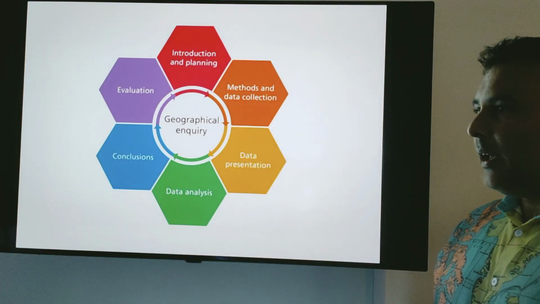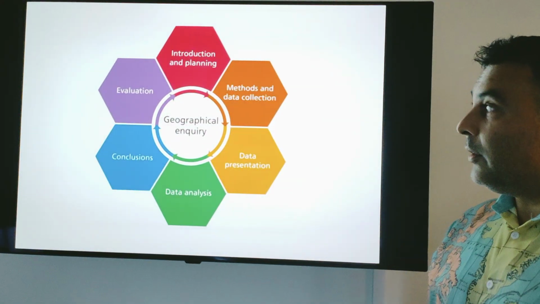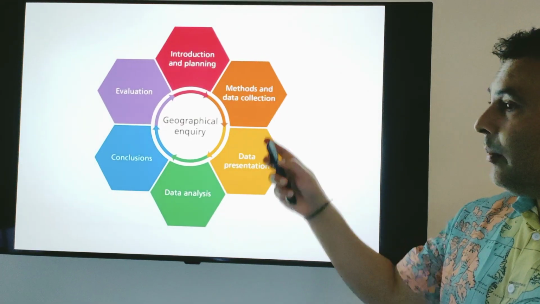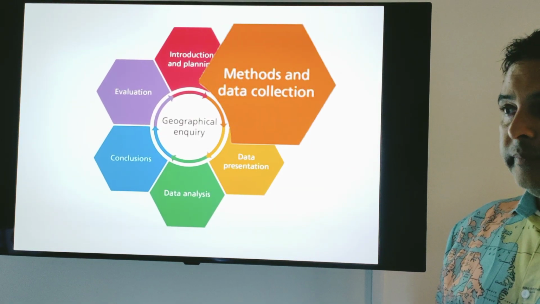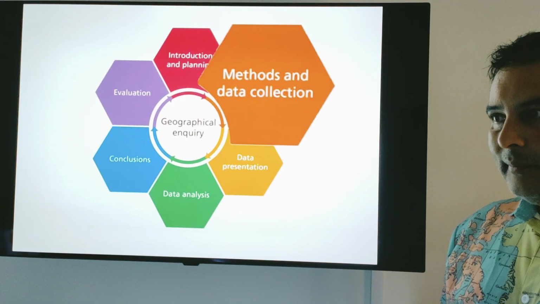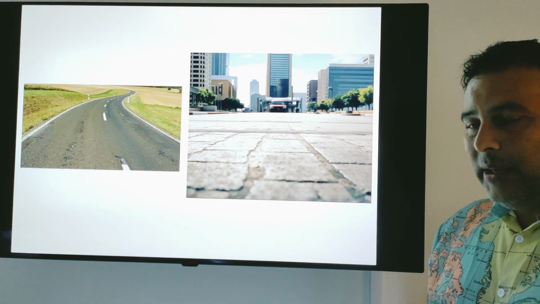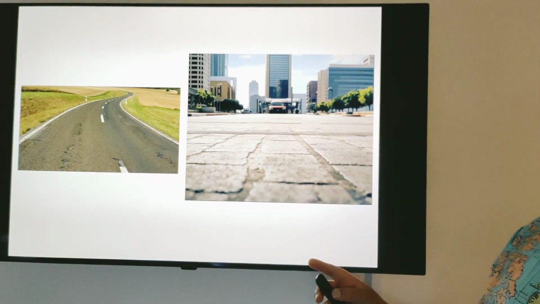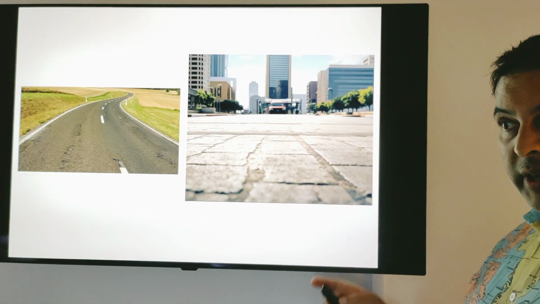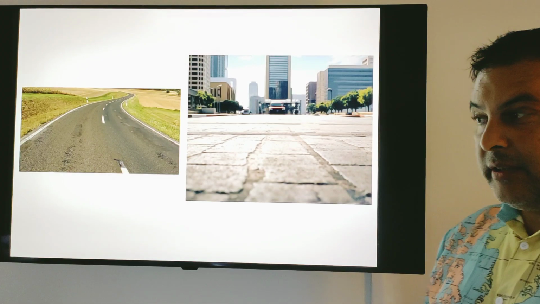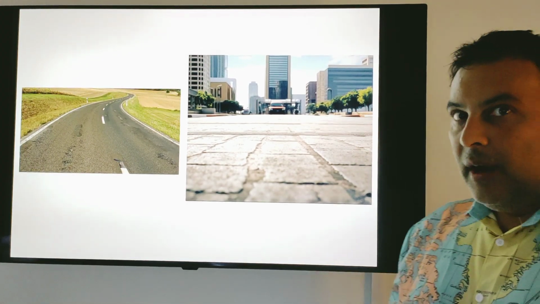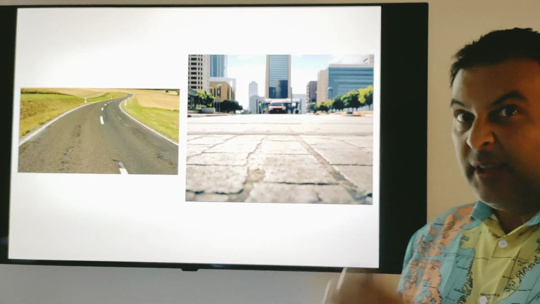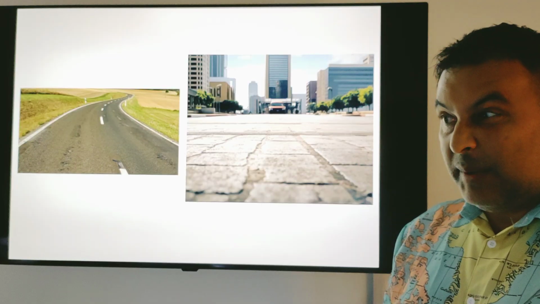Okay, so we're going to have a look at the next stage of our geographical inquiry, which is our methods and data collection. Now, in terms of looking at urban surfaces, we could also consider tarmac and concrete, but measuring infiltration rates on those surfaces is quite tricky because this doesn't infiltrate at all and it just seeps out the side.